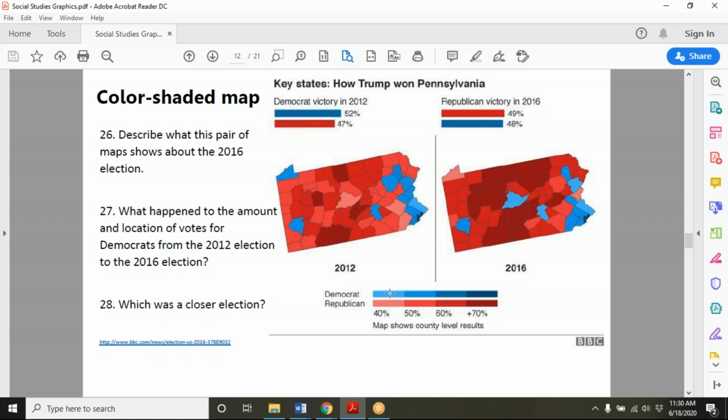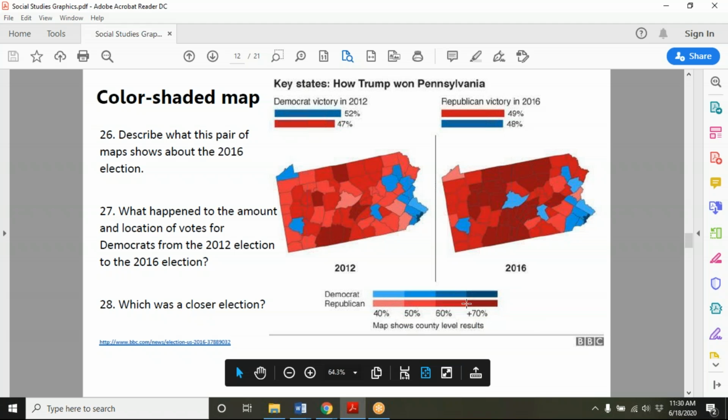So, or rather, if they beat the other person by 40%, it's light blue. If they won by 40%, it's light red. If the Republican won, the darker the color, it means the bigger victory they had in that county.